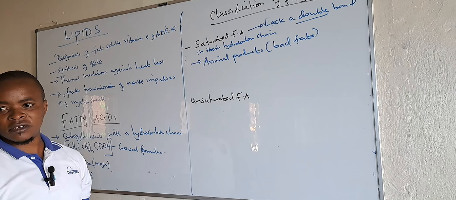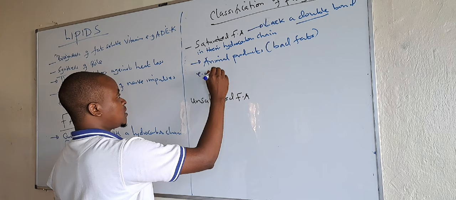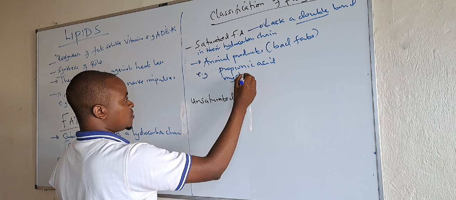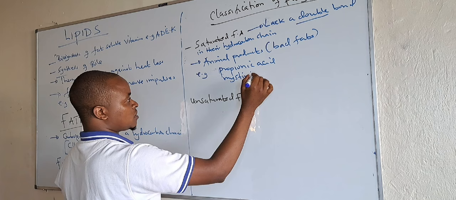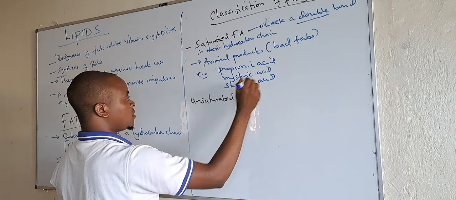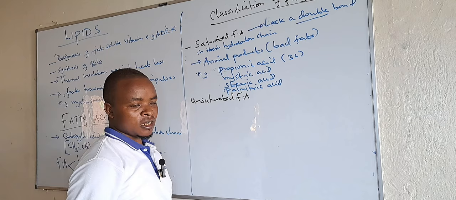And these saturated fatty acids include propionic acid, myristic acid, which the spelling is this. We have stearic acid, then palmitic acid.